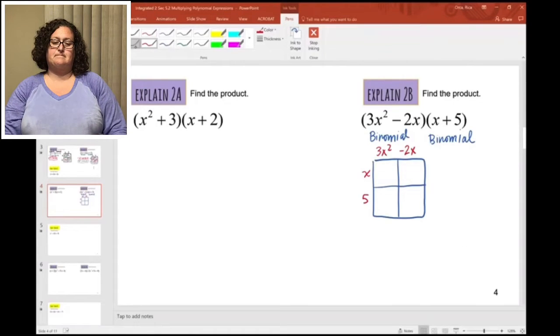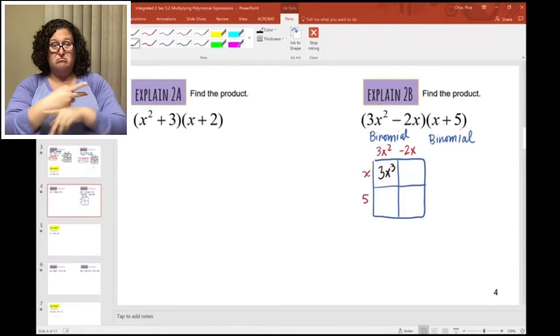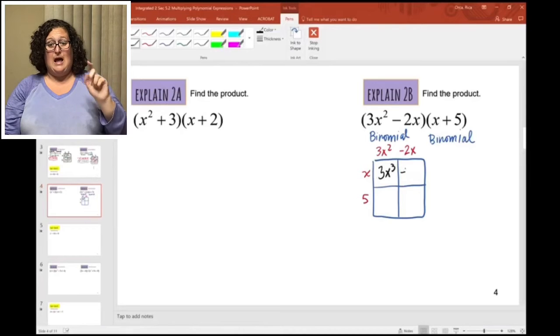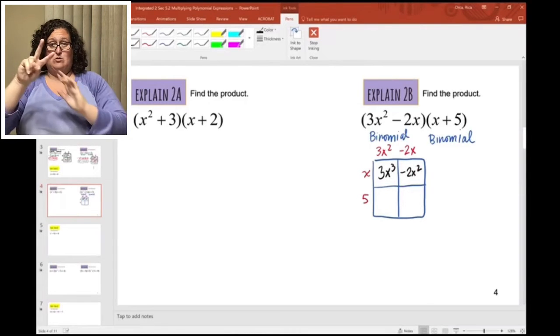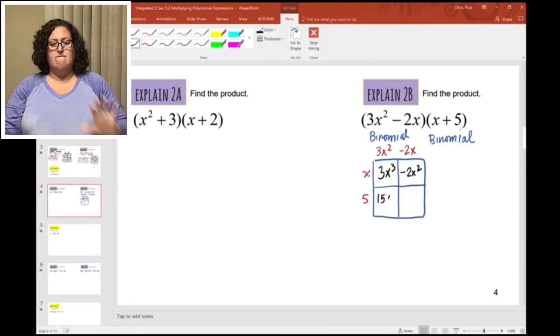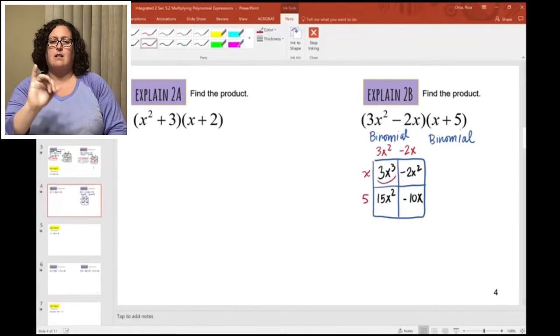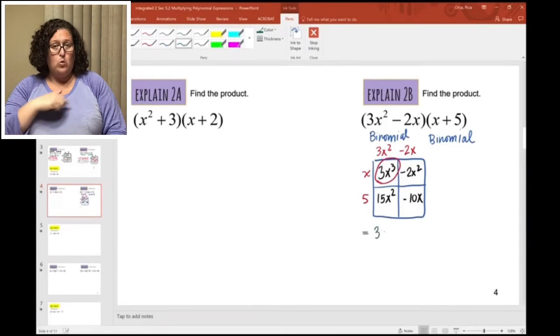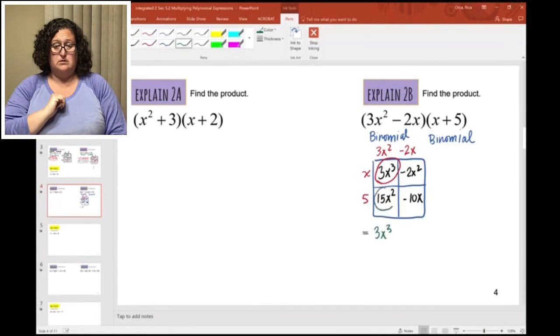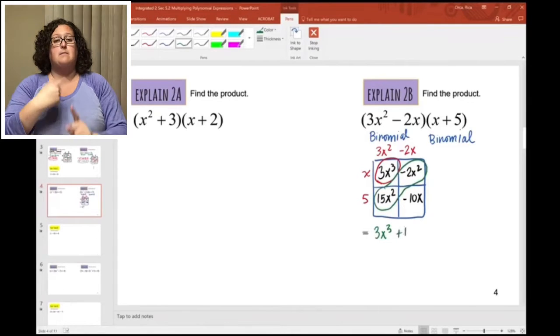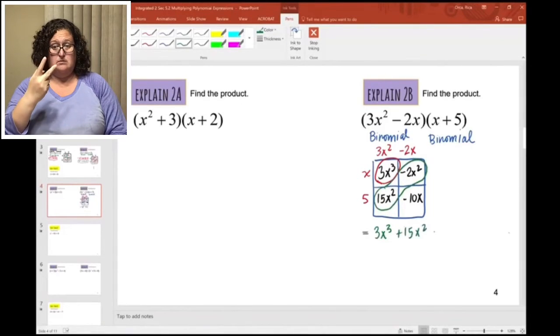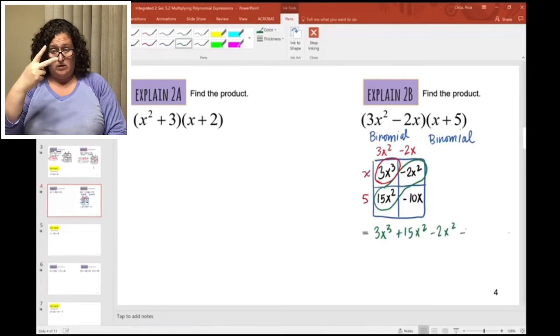Now let's fill in the box, class. X times 3x squared is 3x to the third. X times negative 2x is negative 2x squared. 5 times 3x squared is 15x squared. And 5 times negative 2x is negative 10x. Let's combine like terms. So we have 3x to the third plus 15x squared minus 2x squared minus 10x.